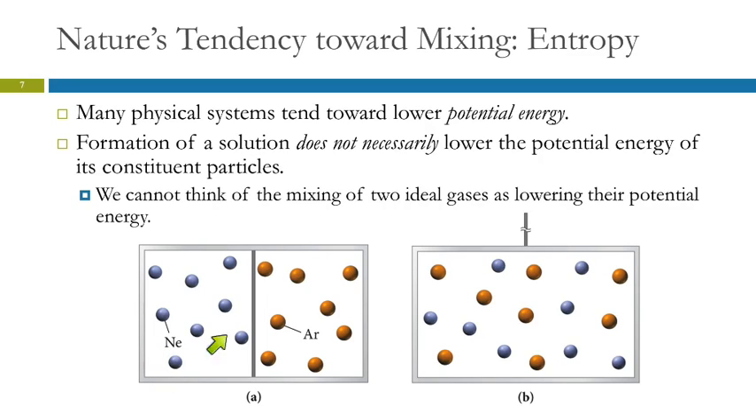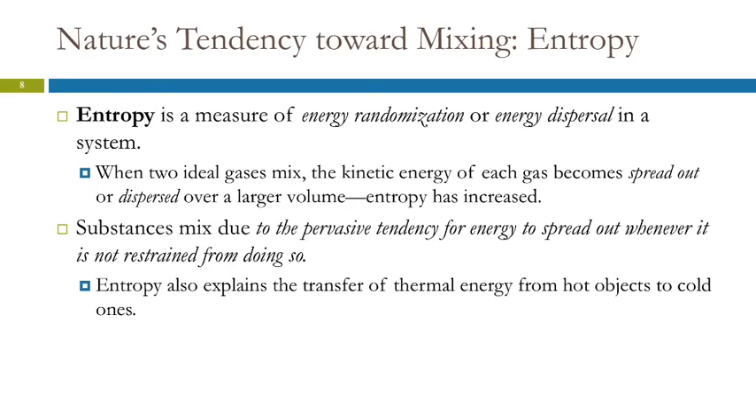Because these gas atoms here travel in straight lines until they run into something. And if we remove the divider, they're going to travel in straight lines until they've uniformly mixed. But the driving force there is not a lowering of potential energy. The driving force there is entropy. Entropy is a little hard to define. It's energy randomization or energy dispersal in a system. It's a scattering of energy.